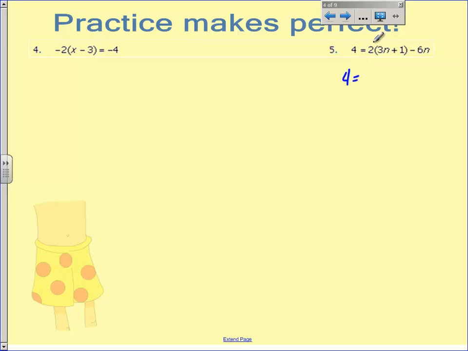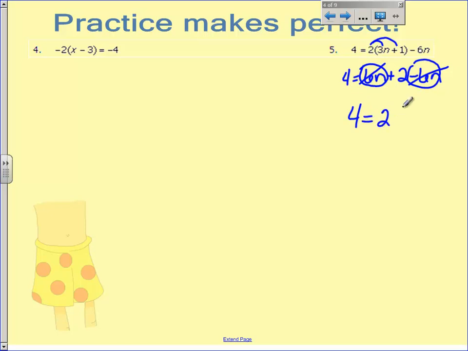So 4 equals, well, 2 times 3n is 6n, and 2 times 1 is 2, minus 6n. Well, I've gotten rid of parentheses. Now let's combine like terms. I have 6n minus 6n. Well, if you notice, if I do 6n minus 6n, what happens? It equals 0 because these cancel each other out. They made a 0 pair. So what you have left is 4 equals 2.